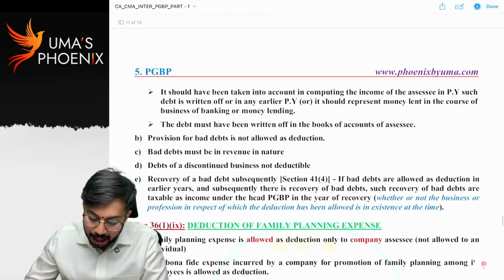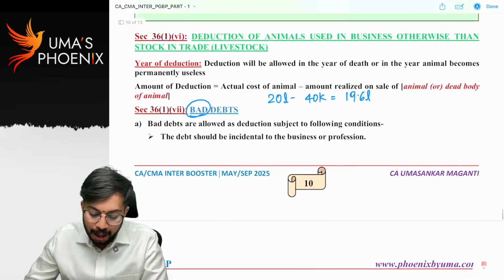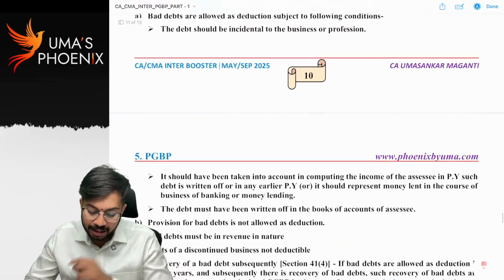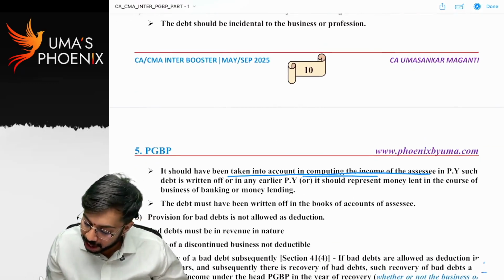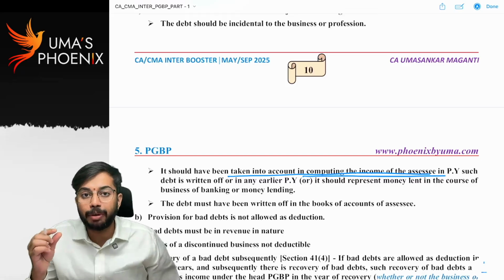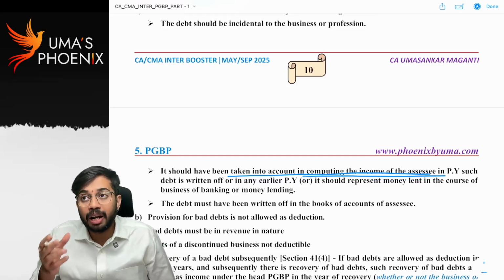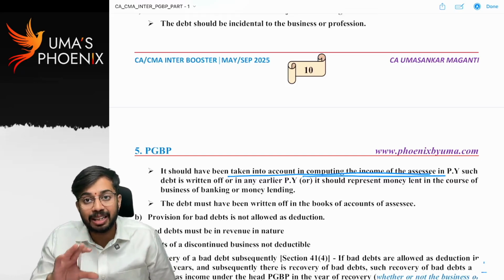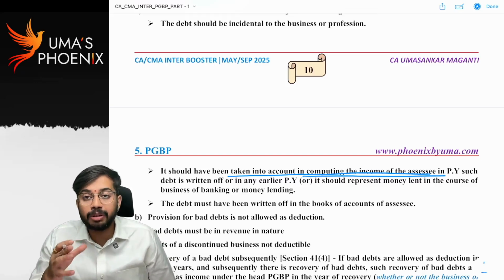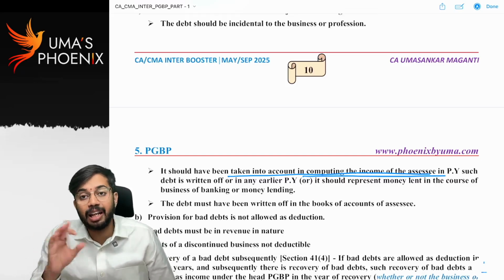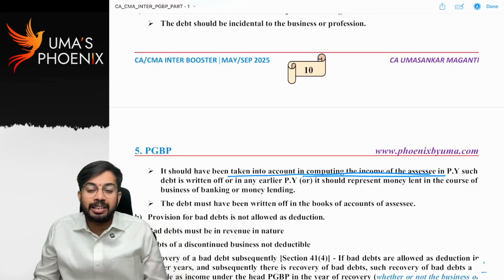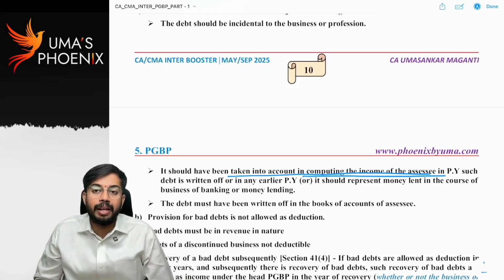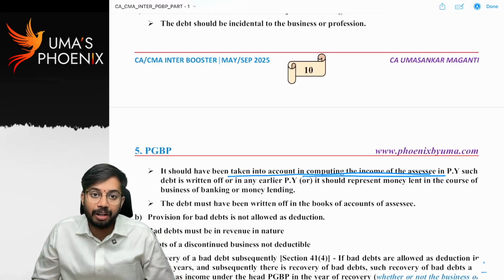So there is a precondition. If you want to claim bad debts as a deduction, it should have been taken into account in computing the income of the assessee. That means at the time of computation of income, the bad debts should already have been considered in the income, but the bad debt amount could not be realized. Then only bad debts are allowed as expenditure. The best example is credit sales made where the amount is not realized from the debtor. Are you able to understand?